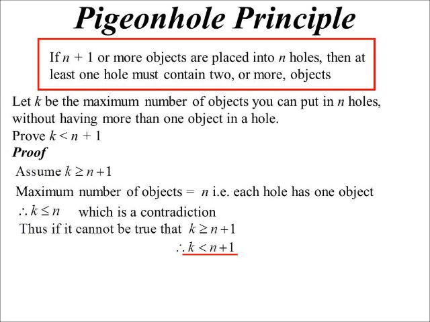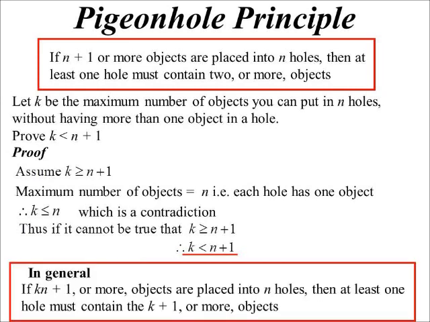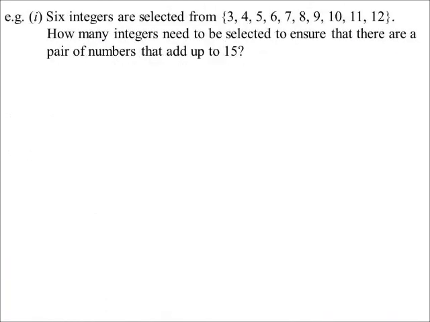Anyway, let's generalise it. The generalised one is this: if you have kn plus 1 or more objects that you have to put in n holes, then at least one hole must contain k plus 1 or more objects. Let's do some examples. It might make more sense when we see what we're doing. So we've got 6 integers and we're going to select them from this set of numbers, 3, 4, 5 up to 12. How many of those integers do we need to select to ensure that there's a pair of numbers that add up to 15?